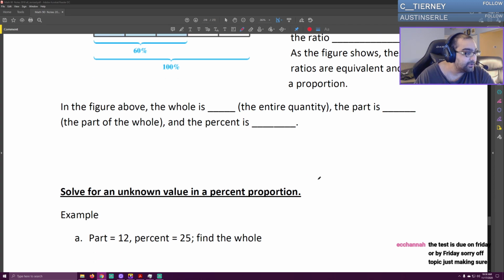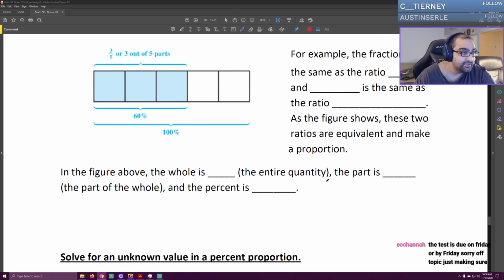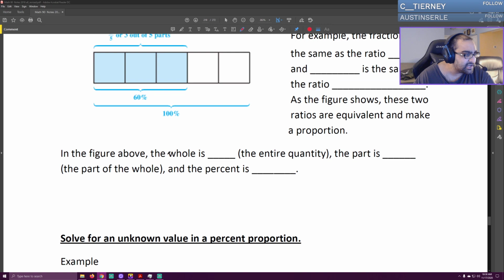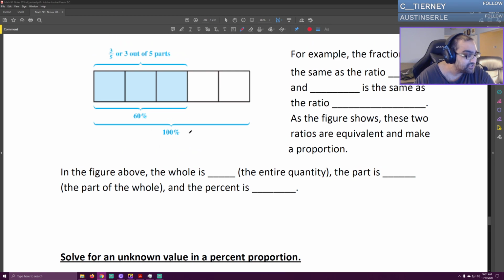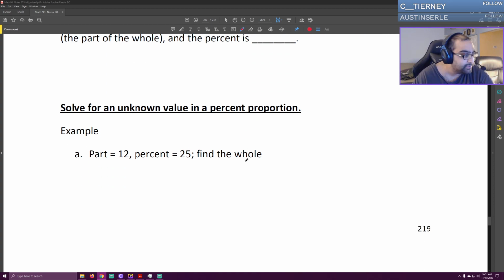Let's take a look here and find out how we can solve some of these problems using the appropriate proportions. This talks about parts and wholes, and I want to talk about exactly how we can figure this out. It says, for example, the fraction 3/5 is the same as the ratio, in this case, 60 over 100. Now, you're probably not sure exactly how this works. This is a good picture, mind you, but let's think of it from a practical point of view.